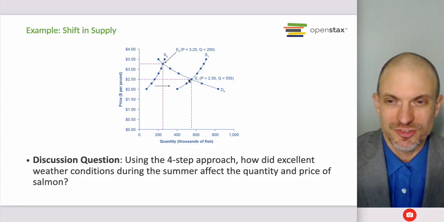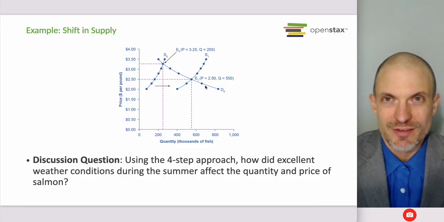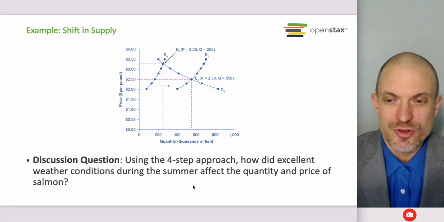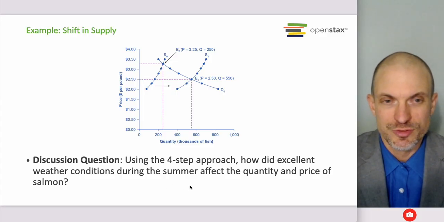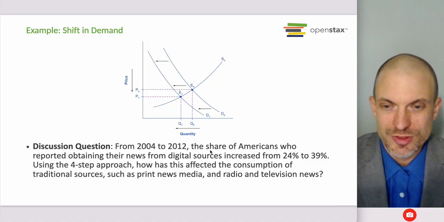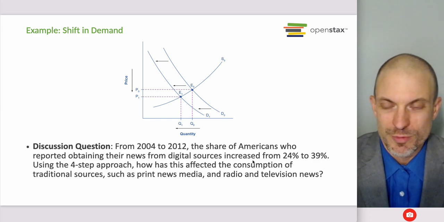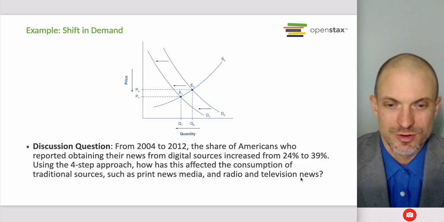Sometimes students will make a mistake and they'll want to, kind of in response to this supply shift, move demand. No. Never move the other curve unless you have another shifter that's going to justify that move. That's really important. Okay, discussion question. From 2004 to 2012, the share of Americans reporting obtaining their news from digital sources increased from 24% to 39%. Using a 4-step approach, how has this affected consumption of traditional sources like print media, radio, and television news?